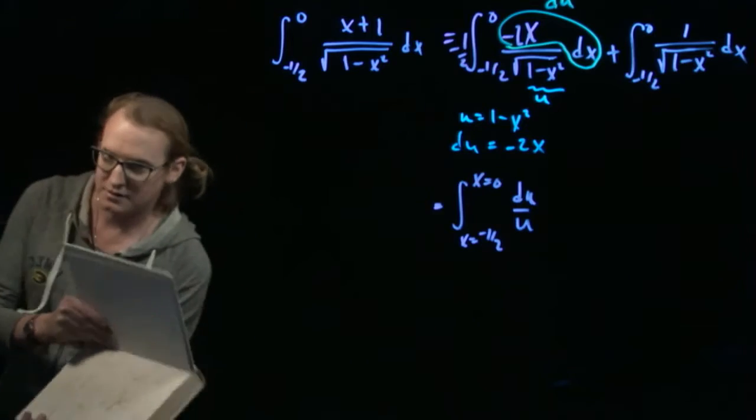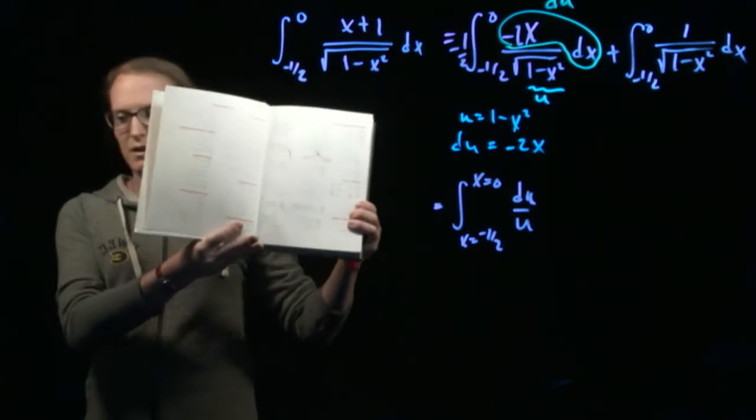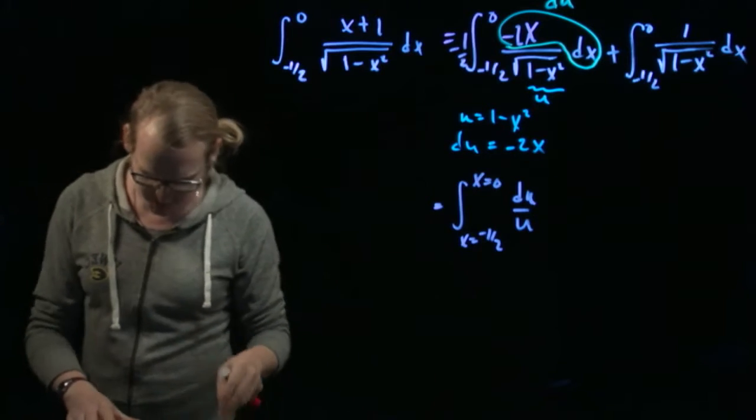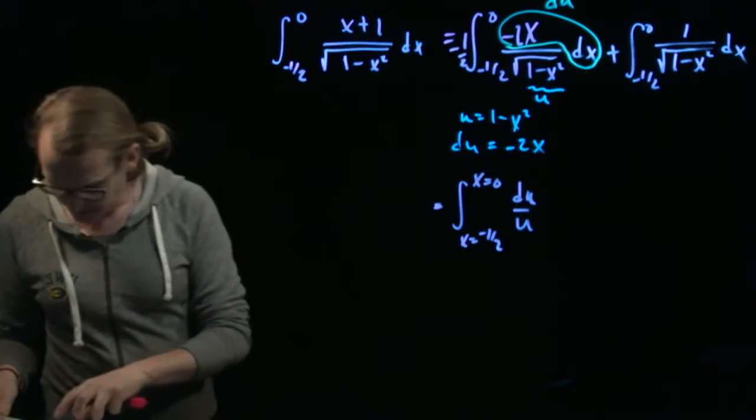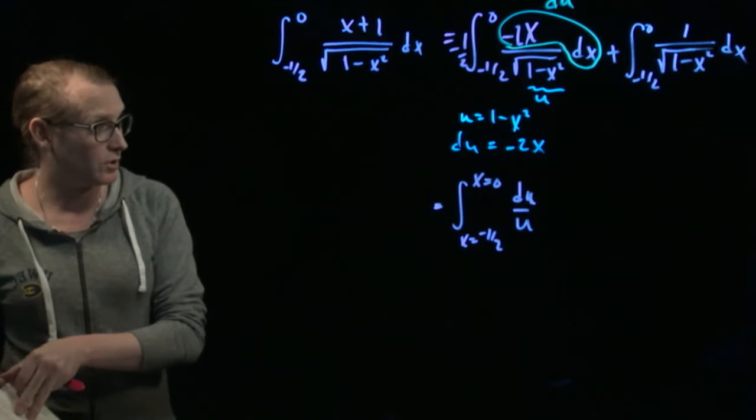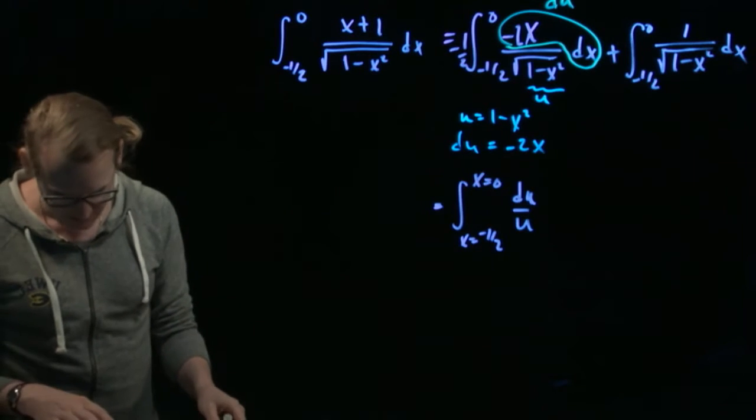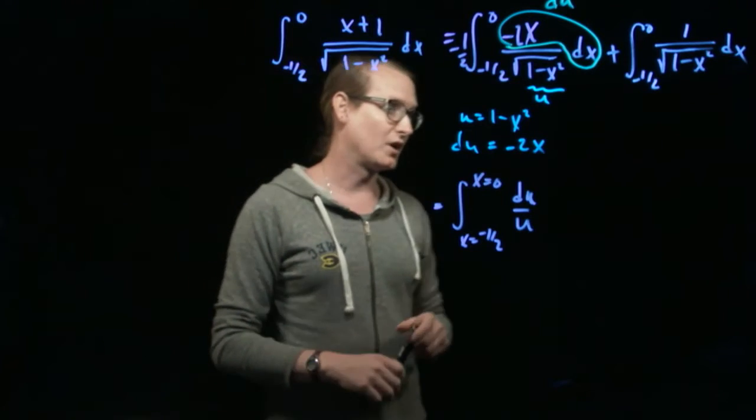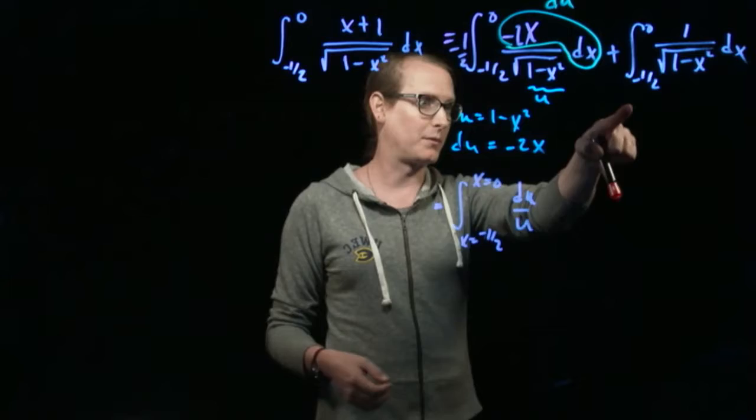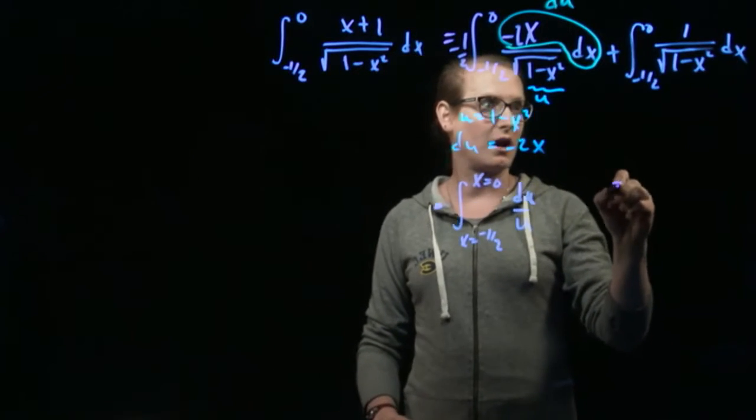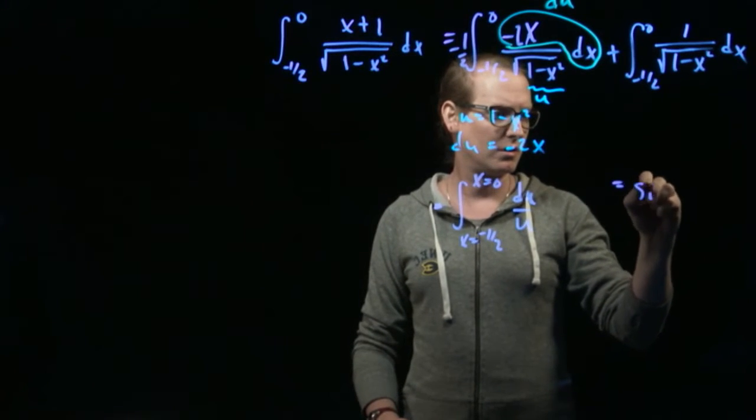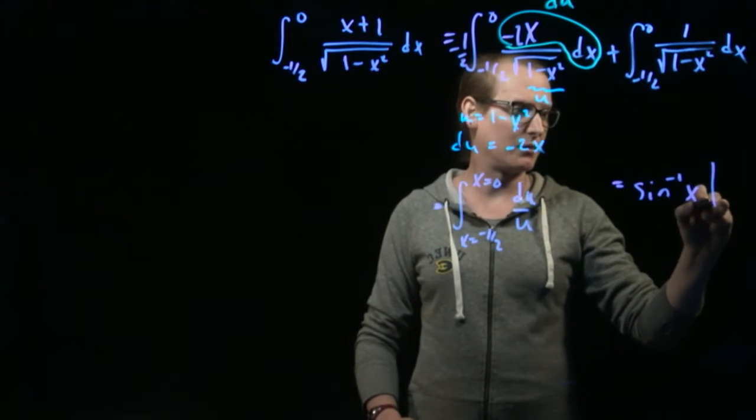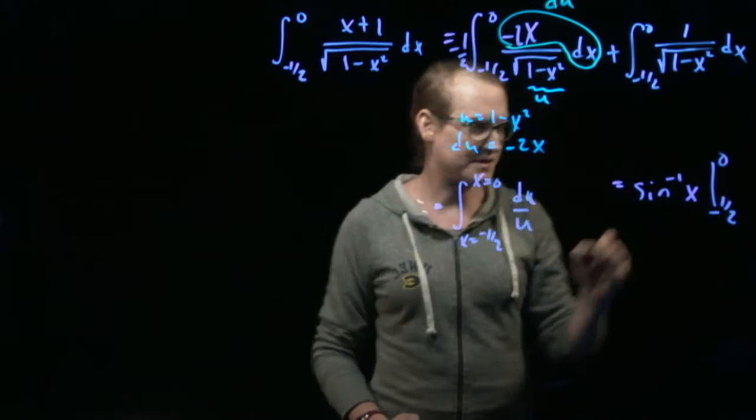Look at this. I don't know what edition of the book you have, but the book has a table of integrals and derivatives in the back of it, and I see, my friends, that the integral of 1 over the square root of 1 minus x squared dx is inverse sine. So I think we can step immediately to this piece right here being equal to sine inverse of x evaluated from -1/2 to 0.